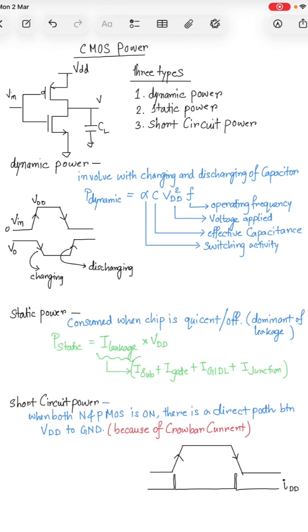And lastly, the short circuit power. When both NMOS and PMOS are on, that is, when the NMOS and PMOS are in the saturation region, there is a direct path from VDD to ground. We can call it a crowbar current. Because of the crowbar current, short circuit power occurs. I have also given the proper picture, so I think you can understand it well.